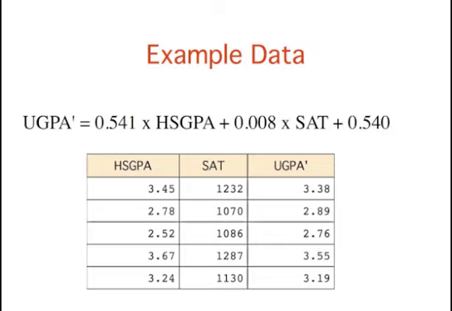The values of B, B1 and B2, are sometimes called regression coefficients and sometimes called regression weights. These two terms are synonymous.